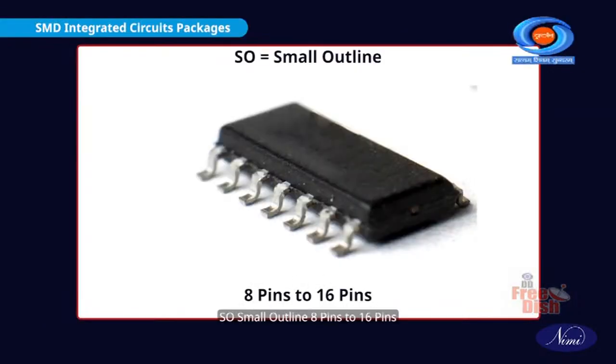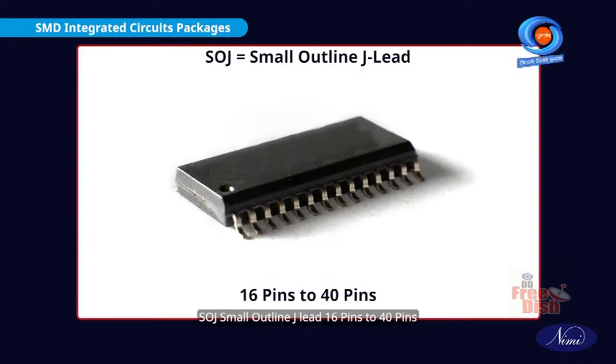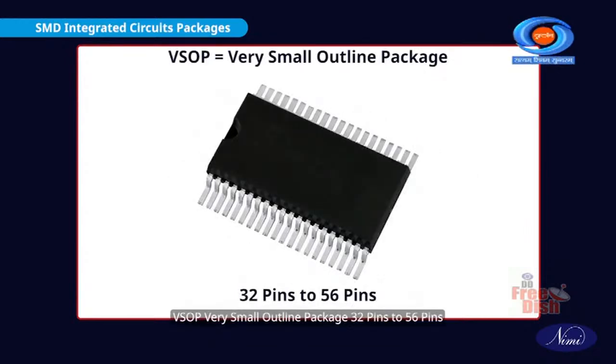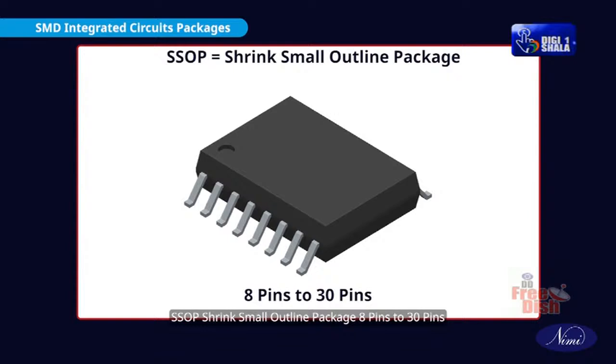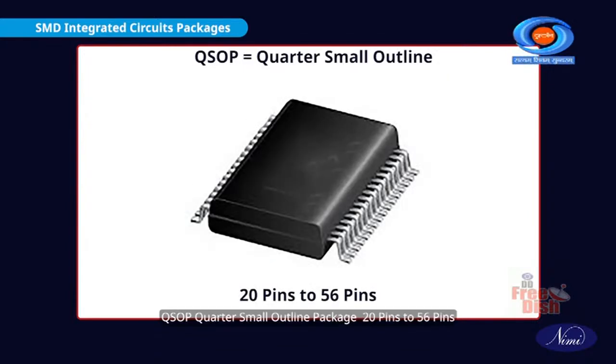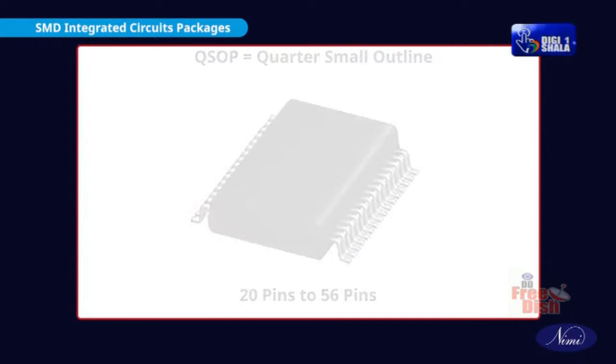SO, small outline, 8 pins to 16 pins. SOJ, small outline J lead, 16 pins to 40 pins. VSOP, very small outline package, 32 pins to 56 pins. SSOP, shrink small outline package, 8 pins to 30 pins. QSOP, quarter small outline package, 20 pins to 56 pins.